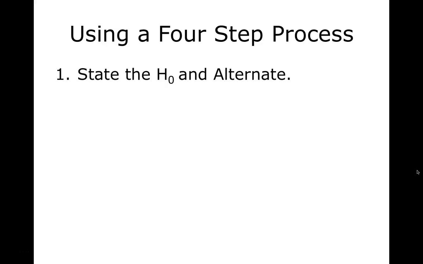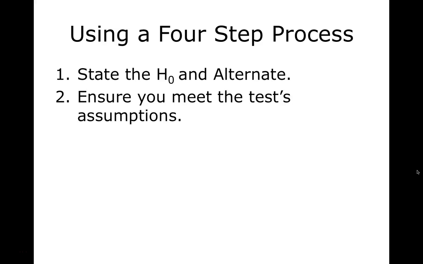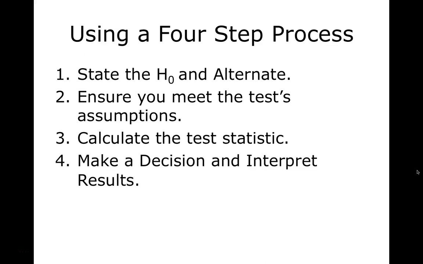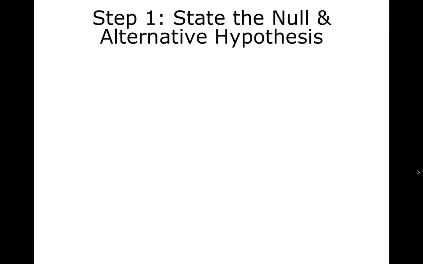But let's talk through this 4-step process. And again, as we talked, a lot of people use a 7-step or an 8-step process. We're cutting out some of the steps for demonstration purposes here. So we'll talk about this 4-step process of stating the null and alternative hypotheses, making sure you meet the test assumptions, calculating the test statistic, and making a decision and interpreting the results.